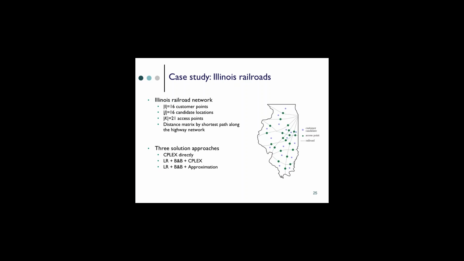We run multiple cases in this network with 3 solution approaches. First, we use Cplex to solve it directly. Then we use Lagrangian relaxation plus branch and bound plus Cplex for each subproblem. And finally, we use Lagrangian relaxation plus branch and bound plus approximation algorithm for each subproblem.